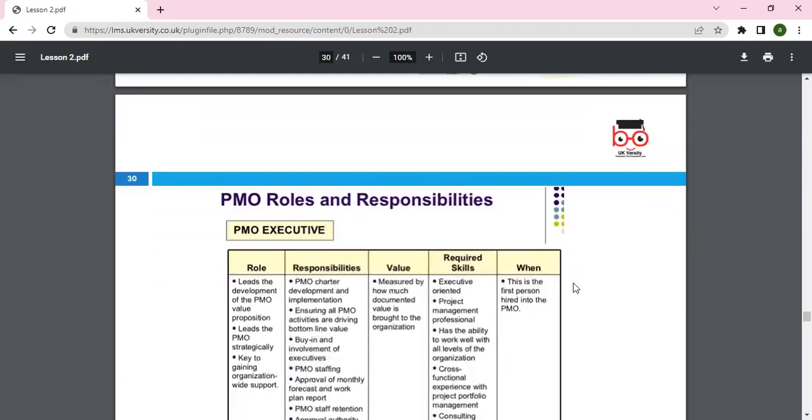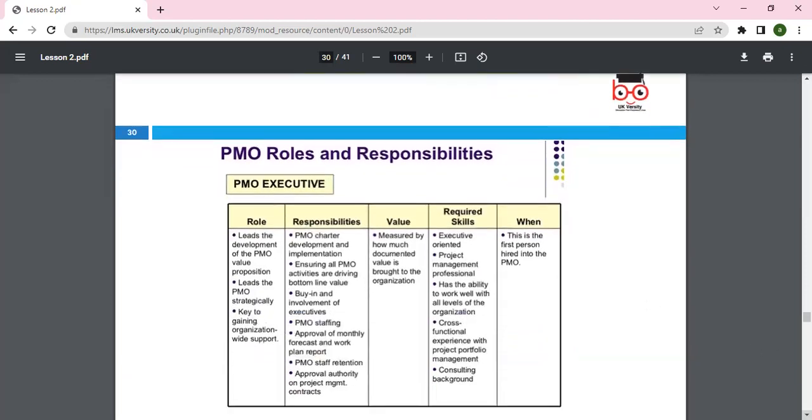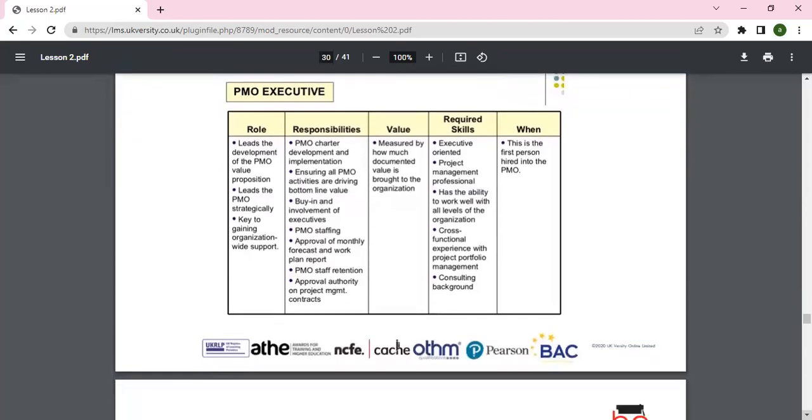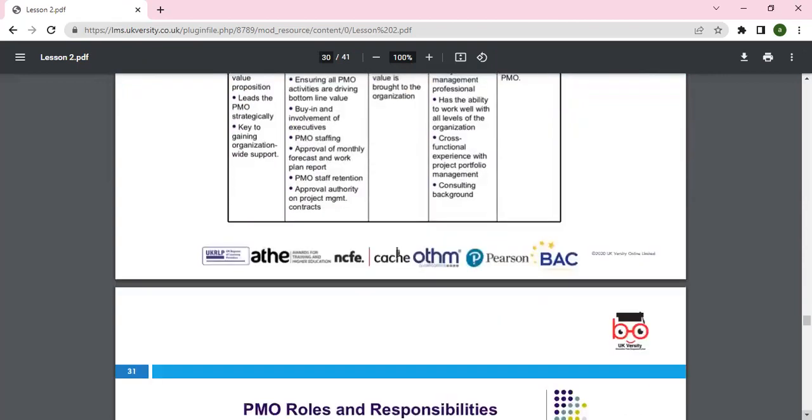And then PMO roles and responsibilities, key roles and responsibilities, developing the value proposition that can be key, gaining wider support in the organization, being responsible for the charter implementation. We are looking at the value, the required skills, and where we can get the right people for the right job at the right time with the right skill and the right ability. And this is when the first person is hired into the PMO.